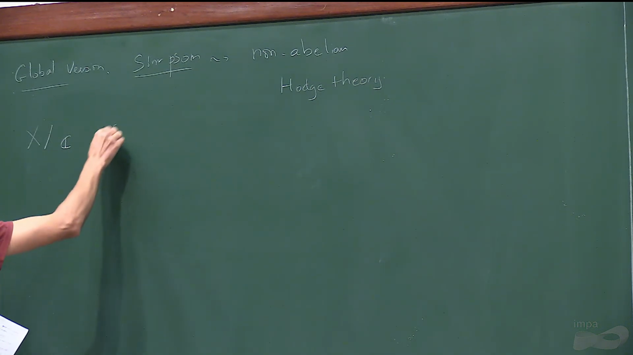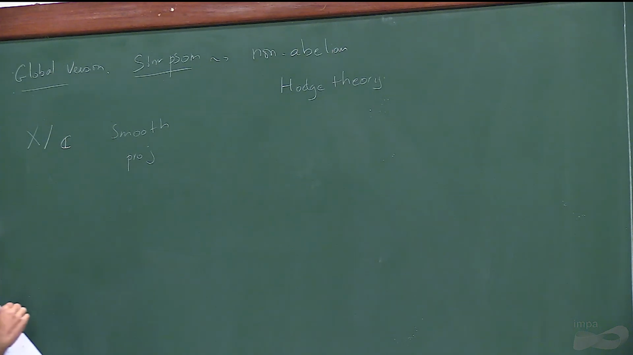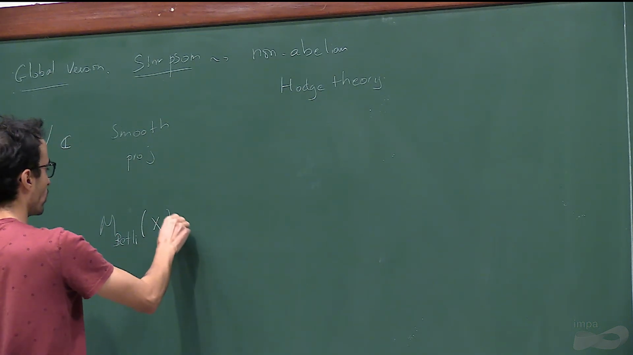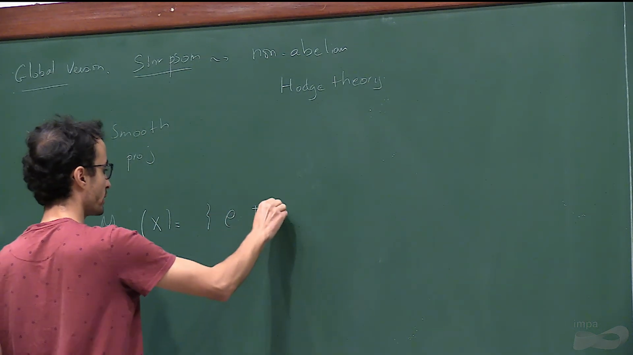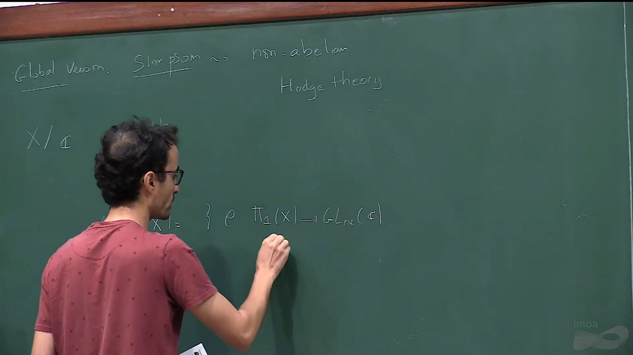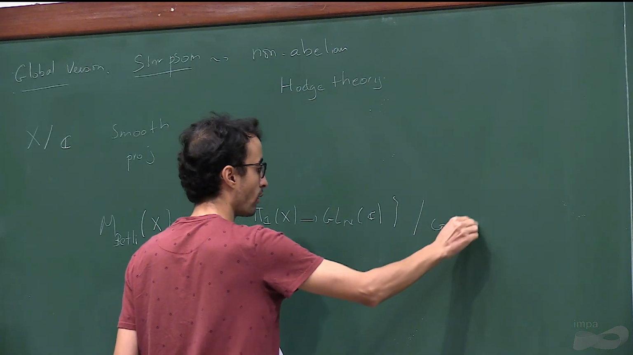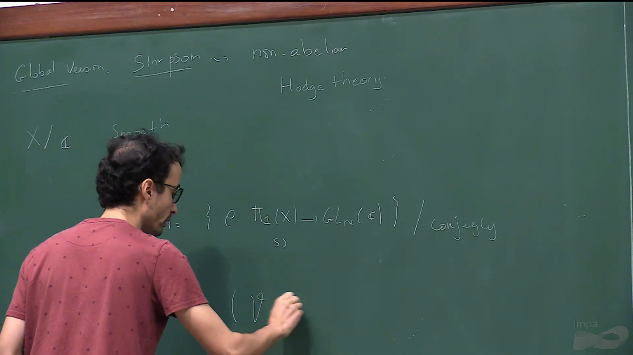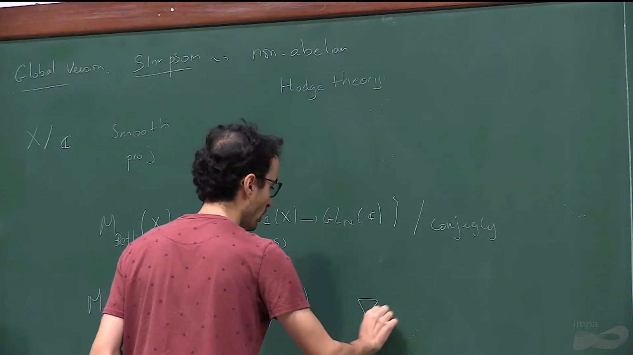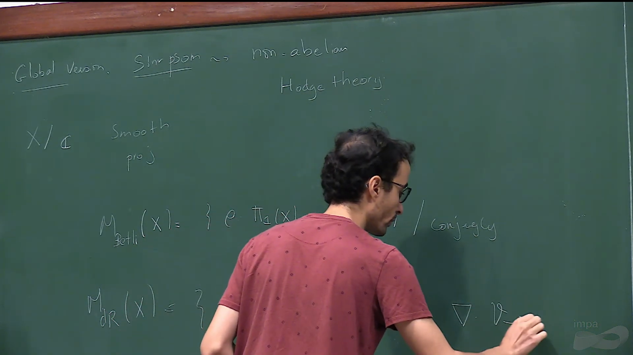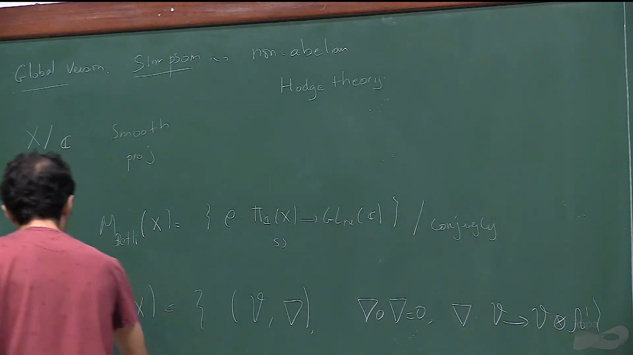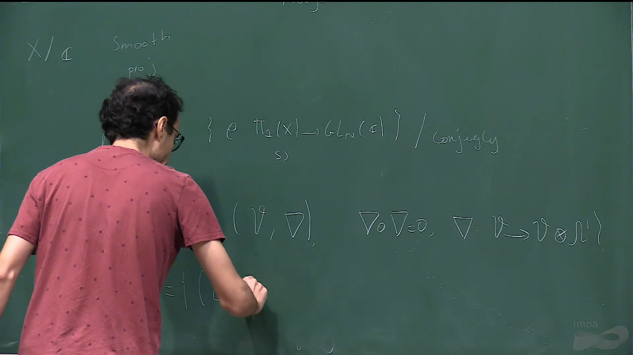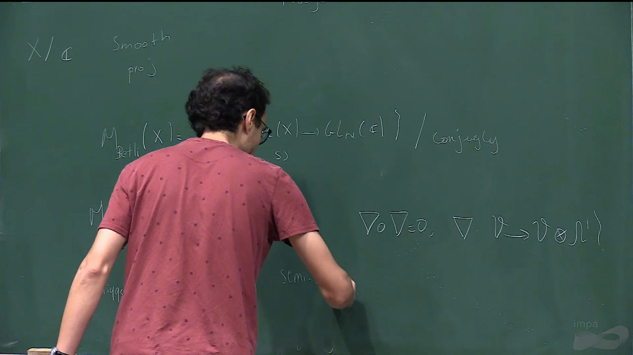So if you fix X over C, smooth projective, Simpson introduced several moduli spaces. So there is the Betti space of X, which is a moduli space of representations of the fundamental group of X into GL_n(C), let's say semi-simple, and modulo conjugacy. And then the de Rham space of X, which is the moduli space of flat vector bundles, so vector bundles with an integrable connection, holomorphic integrable connection. And finally, the Higgs space of X, which is the moduli space of semi-stable Higgs bundles.